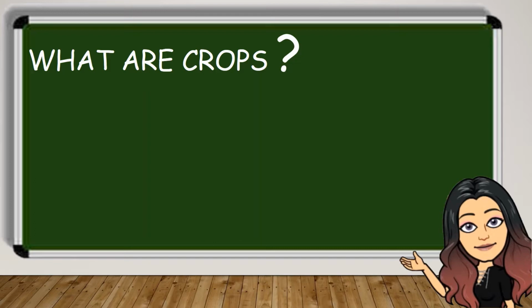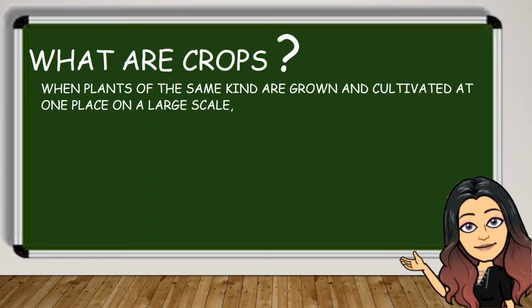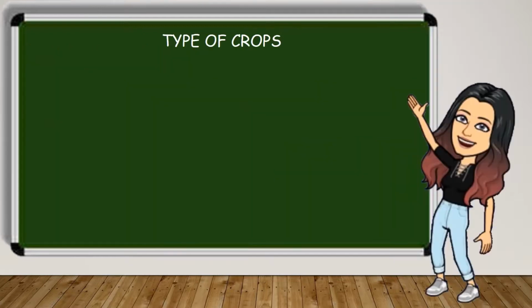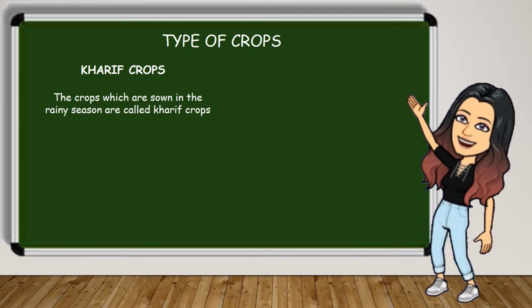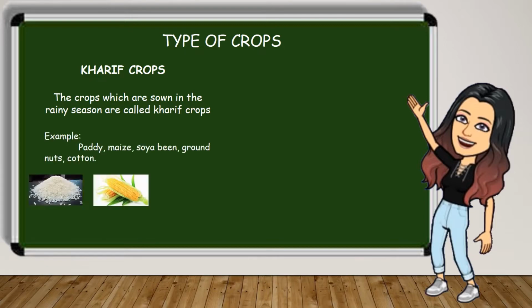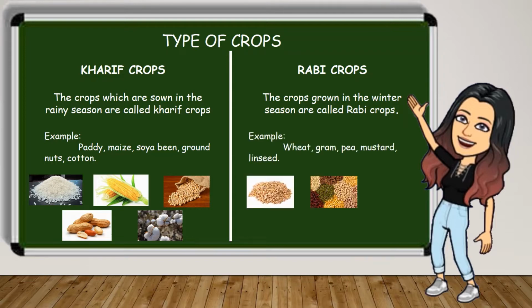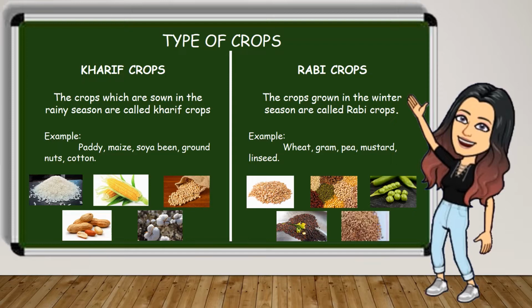But what are crops? When plants of the same kind are grown and cultivated at one place on a large scale, it is called a crop. For example, wheat cultivation and paddy cultivation. There are two main types of cropping patterns. Kharif crops: the crops which are sown in the rainy season are called Kharif crops. Example: paddy, maize, soybean, groundnuts, cotton. Rabi crops: the crops grown in the winter season are called Rabi crops. Example: wheat, gram, pea, mustard, linseed.